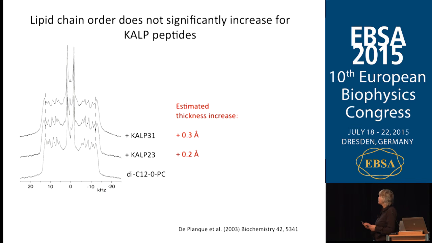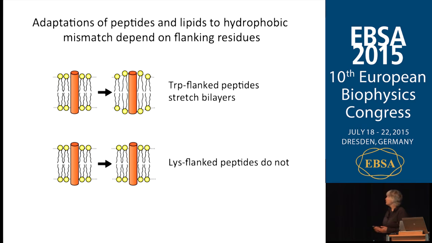Now you can do the same experiment again. And here you see that even though the peptides are a little bit longer, and this is just an example, Maurits did all different lipids and all different peptides, there was maybe a little effect, but it was very, very small, almost negligible as compared to these tryptophan-flanked peptides. So this, I think, clearly shows that tryptophan-flanked peptides can stretch the bilayer, supporting a very strong interaction of the tryptophans with the interface, and the lysine-flanked peptides do not.